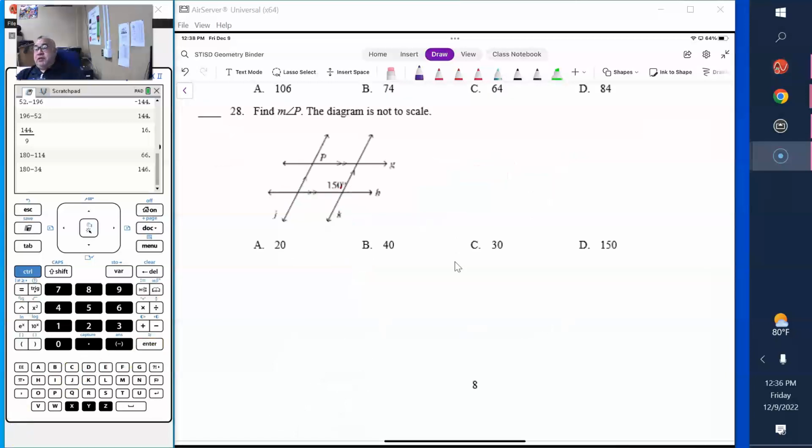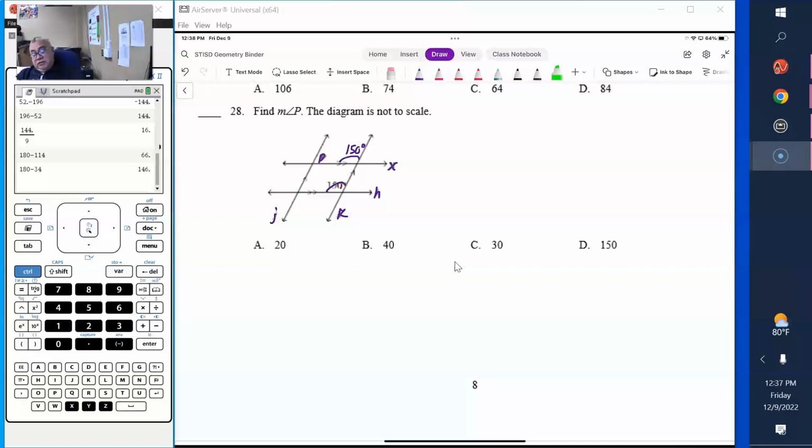Find the measure of angle P. We know that this line, I think that's X. X is parallel to H. Oh, that's angle P. This is angle J, and this is K. And we know those two lines are parallel. This angle and this angle are corresponding angles. And we know that the corresponding angles are congruent and they're equal to 150 degrees.